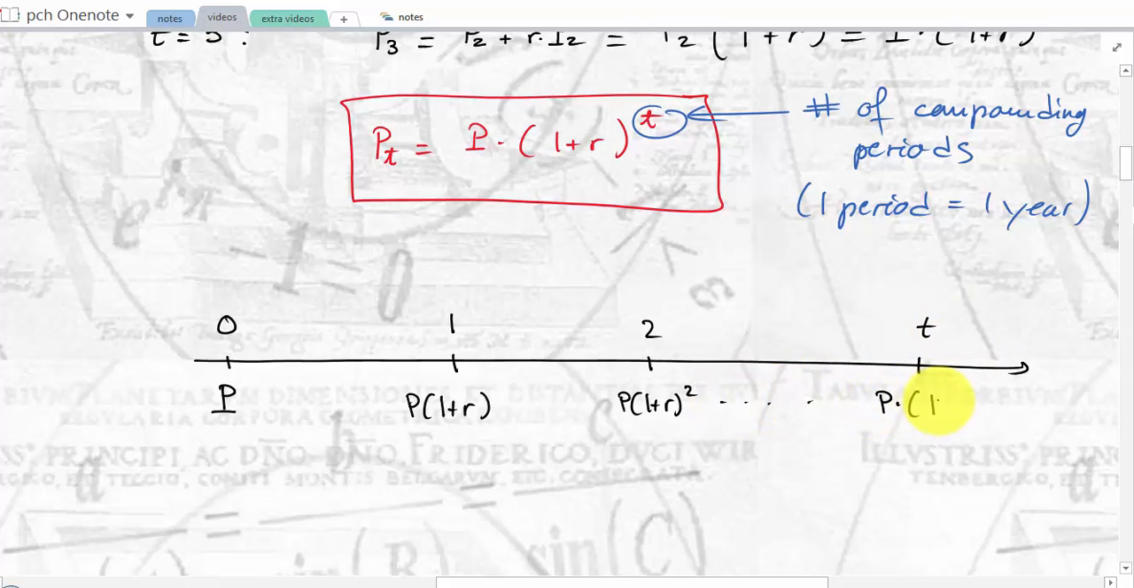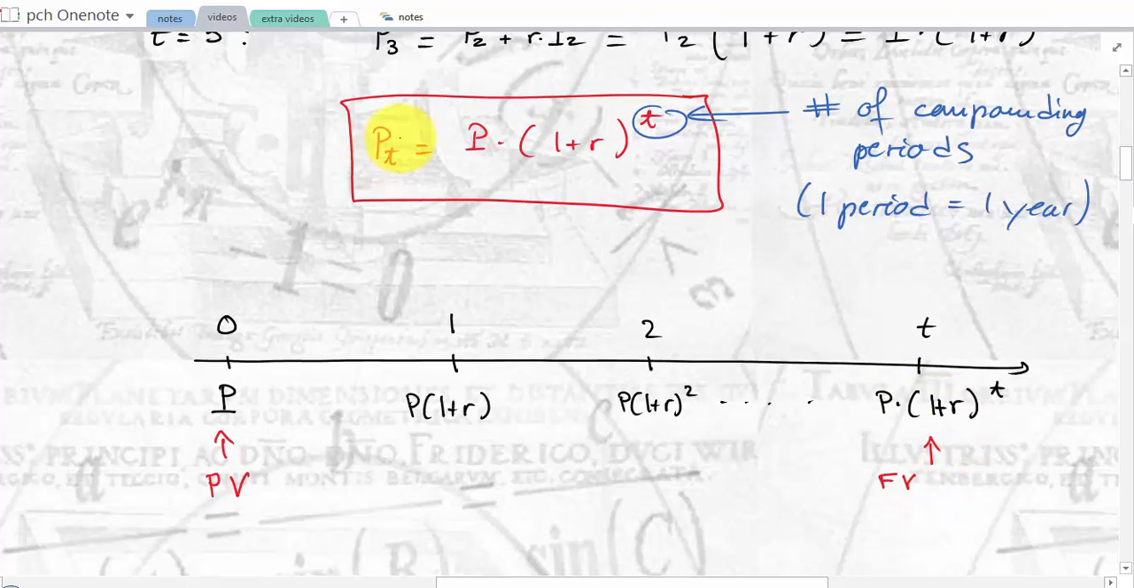Here's the formula. So what happened on your timeline? I started with a timeline and then I went away from it. What happened in your timeline right here? You see at t equals 0, you have P. Then at t equals 1, you have P times 1 plus r. At t equals 2, you have P times 1 plus r squared. On and on, and at t equals t, you have P times 1 plus r to the power of t. This is called the present value. This would be the future value, okay?